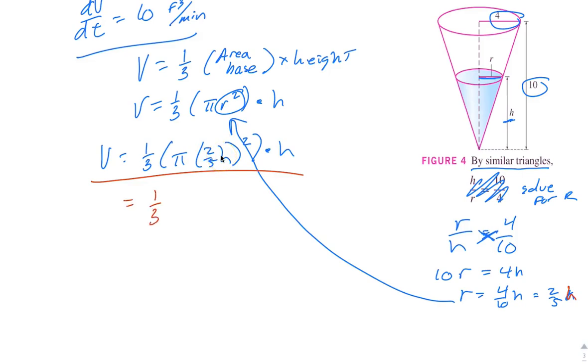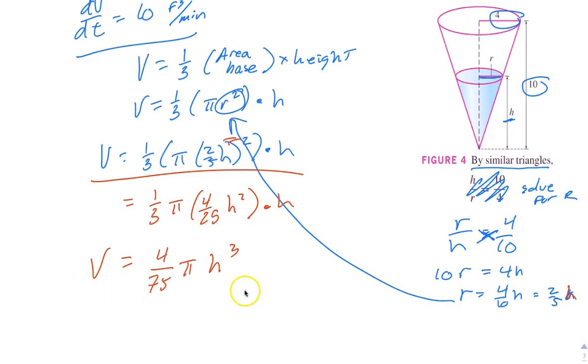So you get 1/3 pi, let's square both of those, 4 over 25 h squared times h. We can do better than that. We can simplify that. We're going to get 4 over 75 pi h cubed equals v. Right? All that basic algebra. Simplified it. 1/3 times 4 over 25 gives me 4 over 75. There's a pi there. H squared times h equals h cubed. All that math. Not even done yet. Because I don't have the dh dt's. So let's do that.